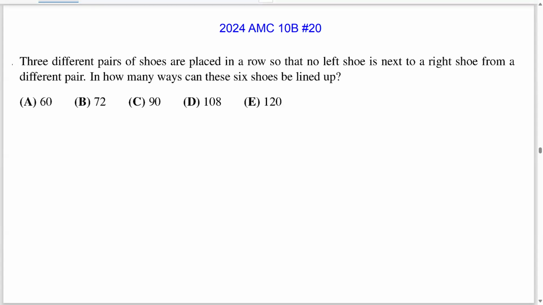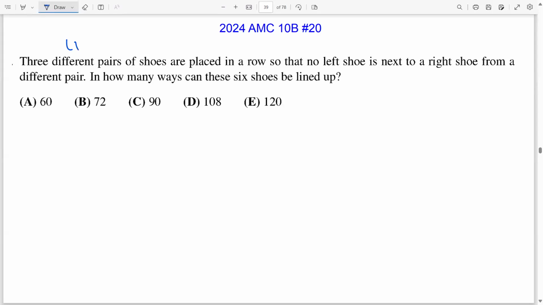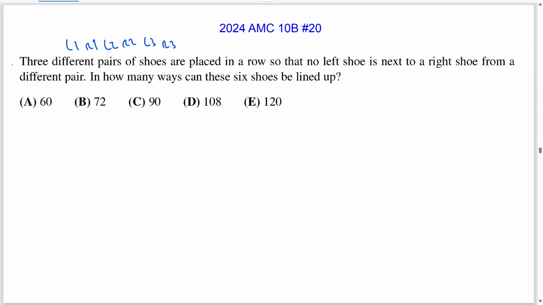So first I'm going to label these shoes L1, R1, L2, R2, L3, R3. So L1 and R1 form a pair and so on. For this problem, I think a fairly straightforward way to solve this is to use a bit of casework. However, we're going to do casework on the positioning of the left shoes.